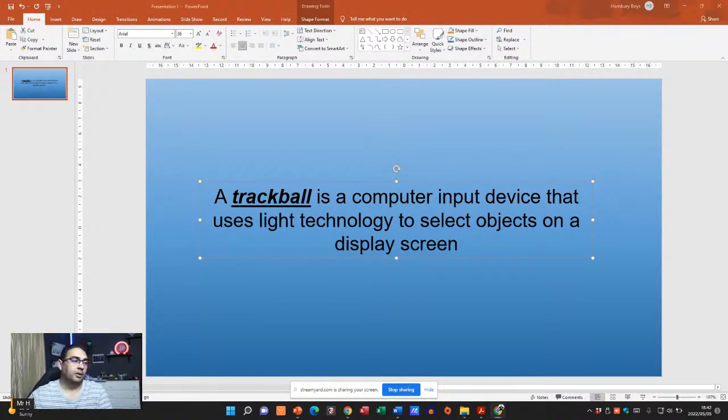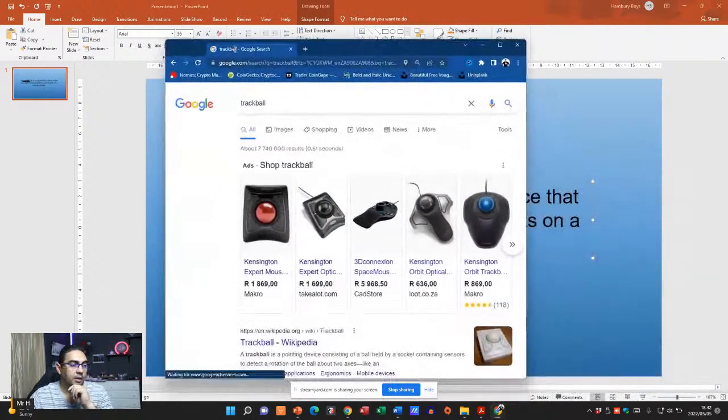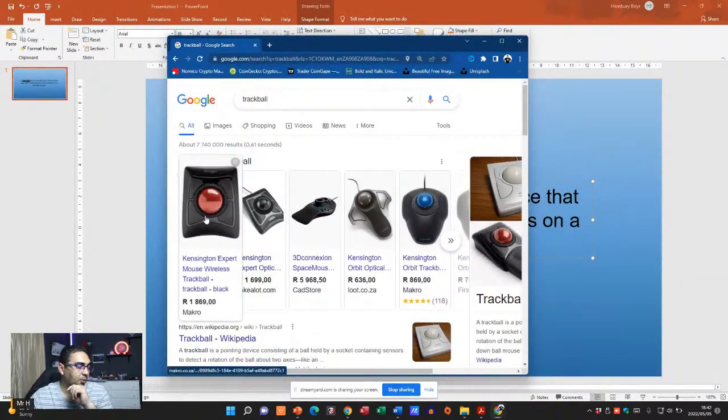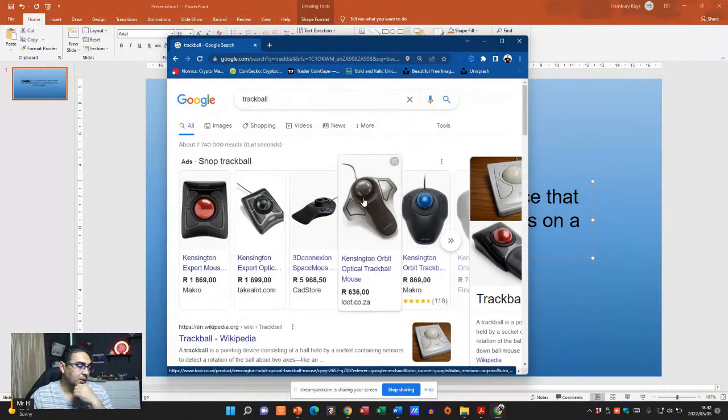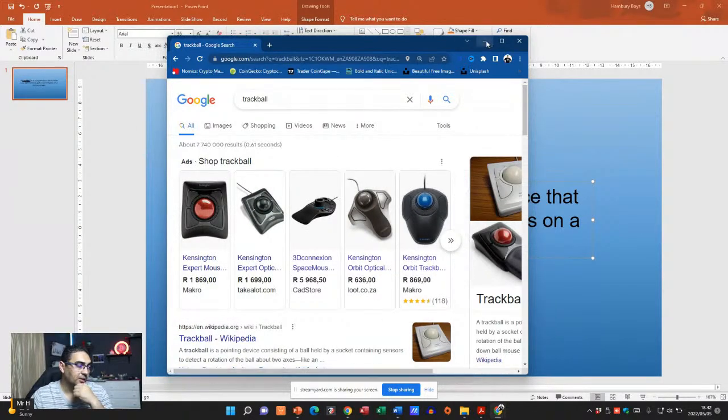What is a trackball? Let me go and get a picture of a trackball for you. There you can see what a trackball looks like. You can see it's got a large ball over there, and that's how you move the mouse. This is very good for people who have accessibility issues, impaired individuals. So that is what a trackball looks like.